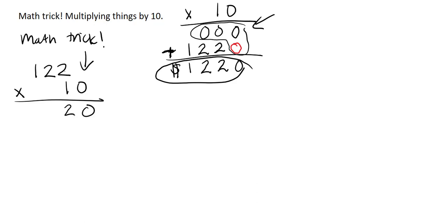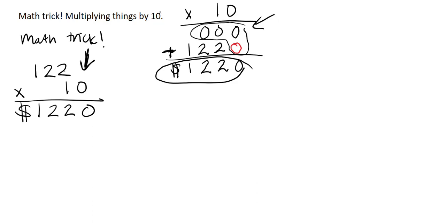1 times 2 is 2, 1 times 2 is 2, 1 times 1 is 1. And we're left with 1,220. So we got to the same answer, and the reason is we only had to multiply one number throughout the whole top because we put the 0 out here.